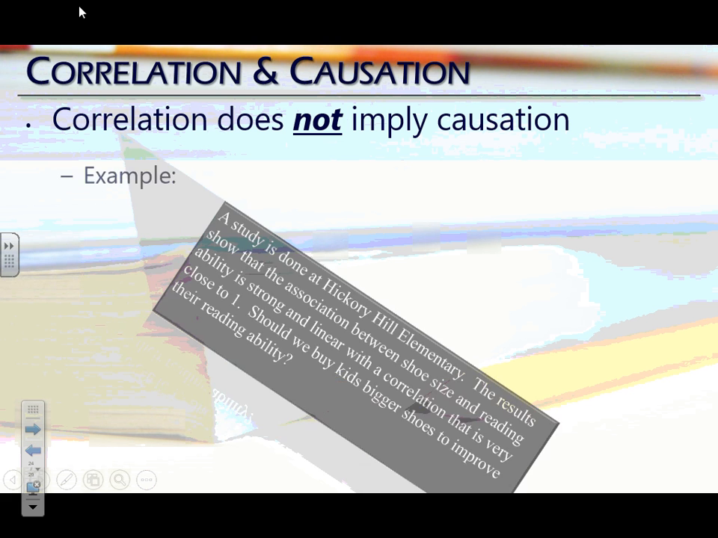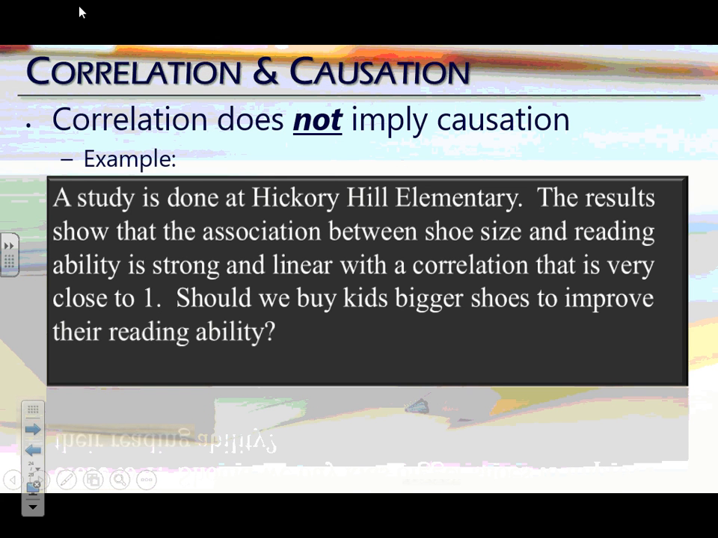So here's a quick example. I kind of gave you one last week too, but here's the example. A study's done at Hickory Hill Elementary. The results show that the association between shoe size and reading ability is strong and linear, with a correlation that's very close to 1. So based on that information, should we just start buying kids bigger shoes to improve their reading ability?